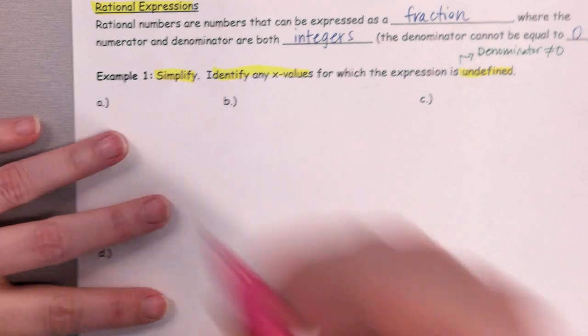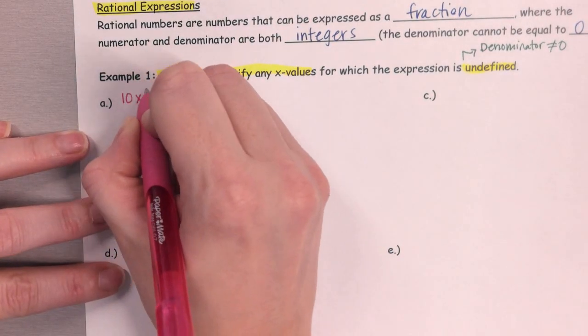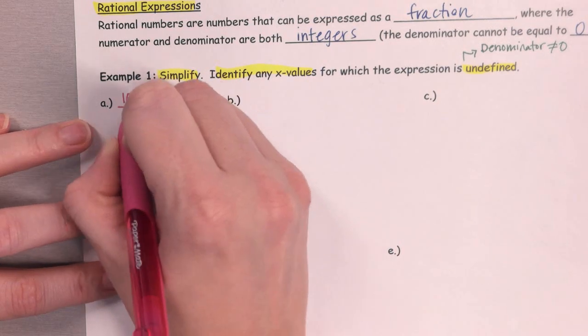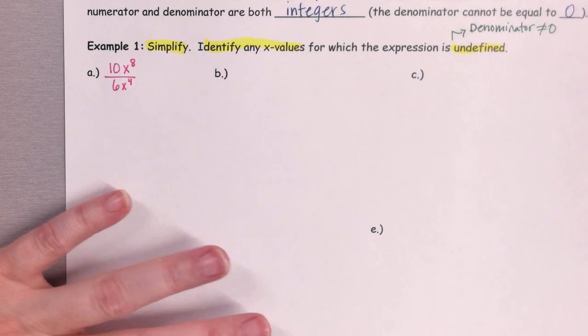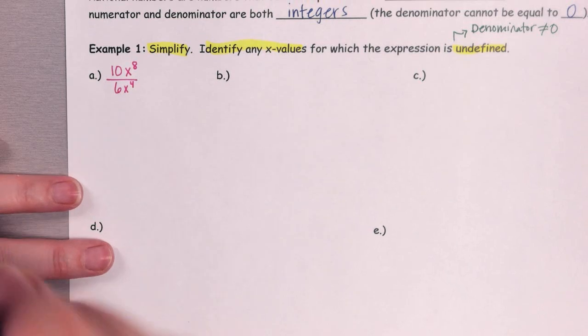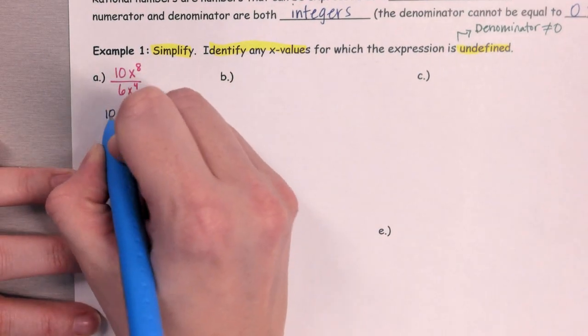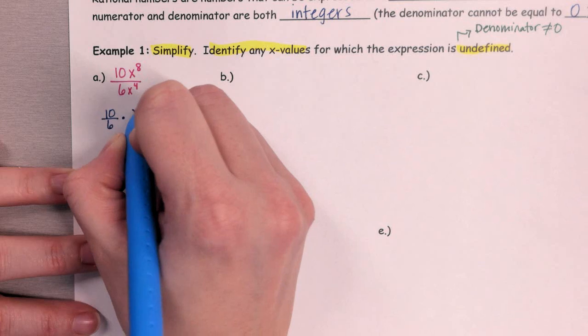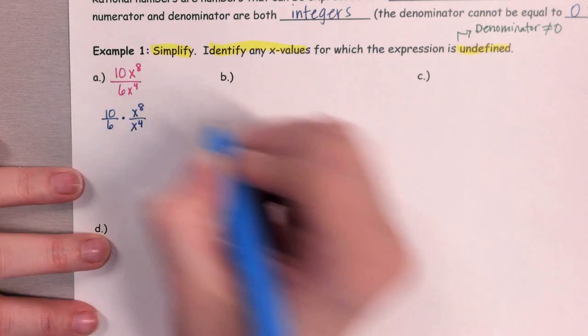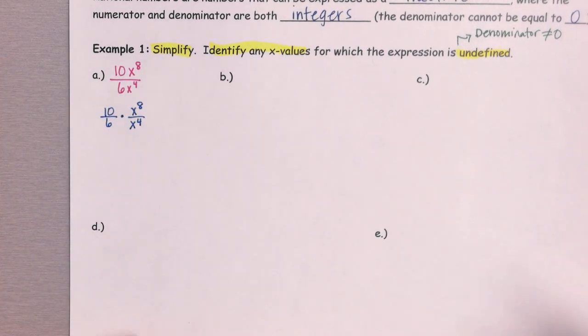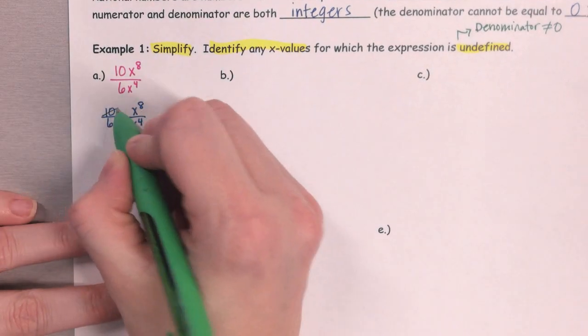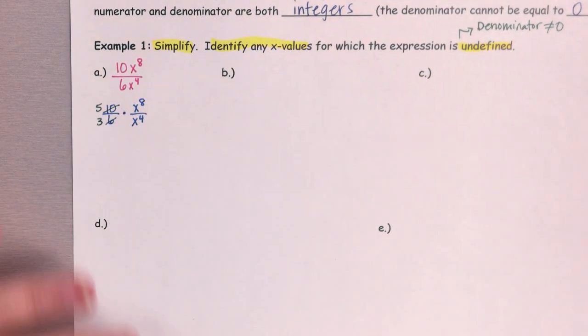So for part A, we have 10x to the 8th over 6x to the 4th. When you're simplifying this, you can think of it in terms of the numbers and of the variables. I like to think of it as the fraction 10 over 6 times x to the 8th over x to the 4th, because you're going to simplify the numbers and then the x values. What's the number that goes into both 10 and 6? 2. So when you divide by 2, you'll get 5 over 3.